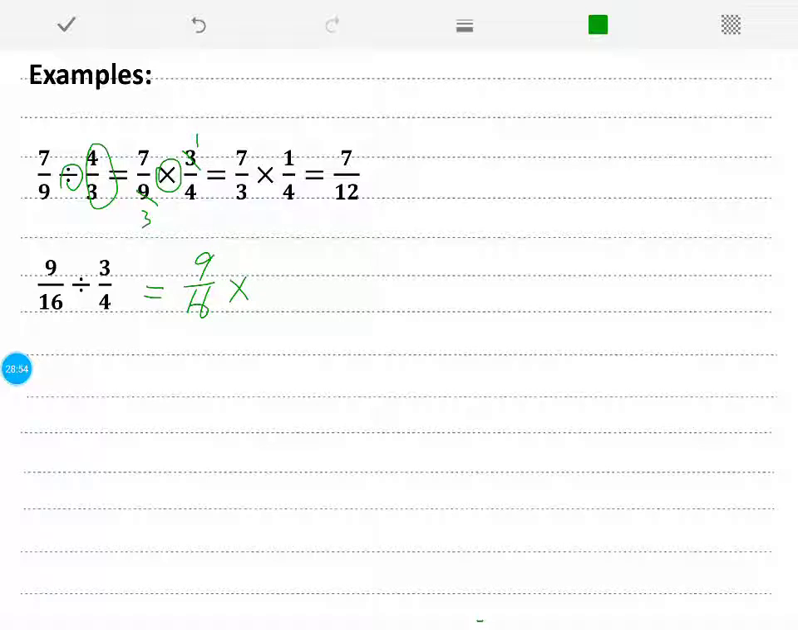Copy everything except the following fraction, so times 4 over 3. Then 1, 4, 3, 1. Your final answer is 3 quarters. Okay.